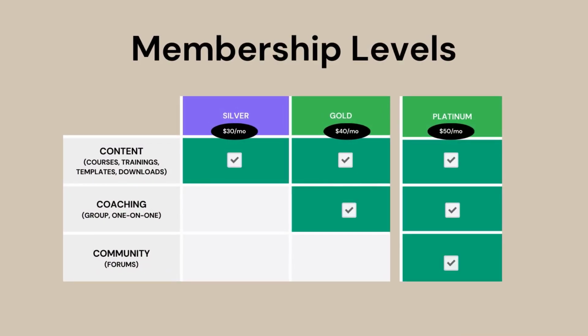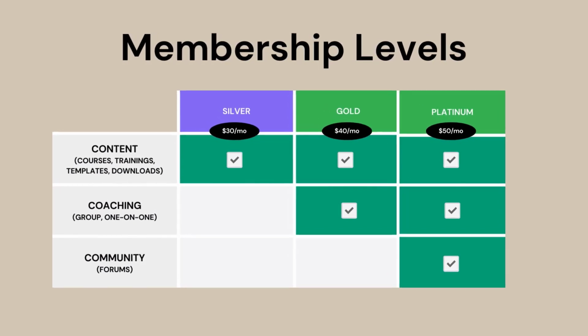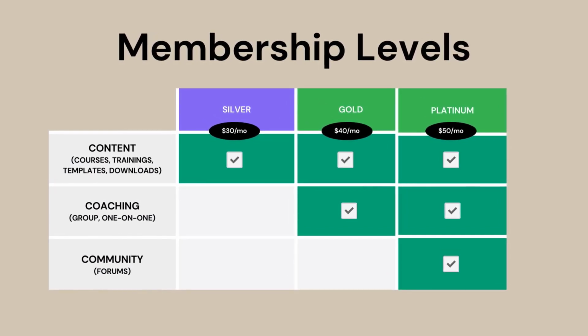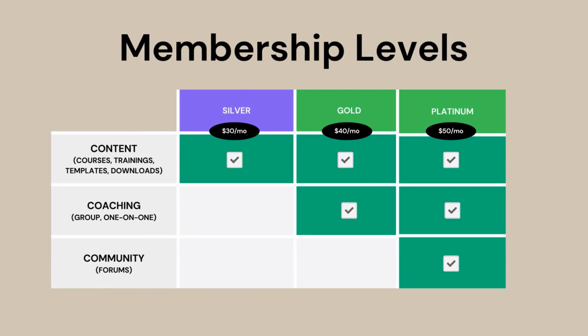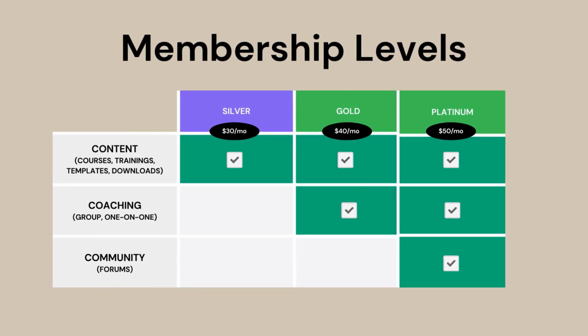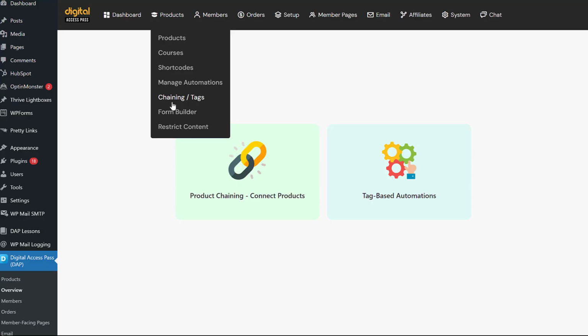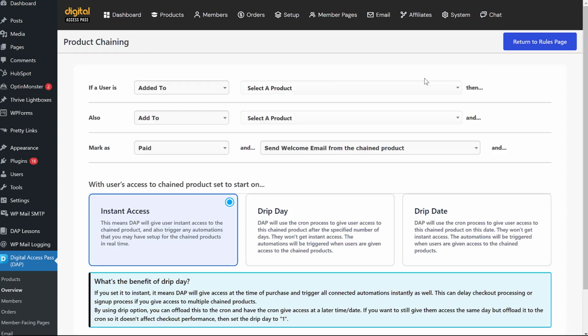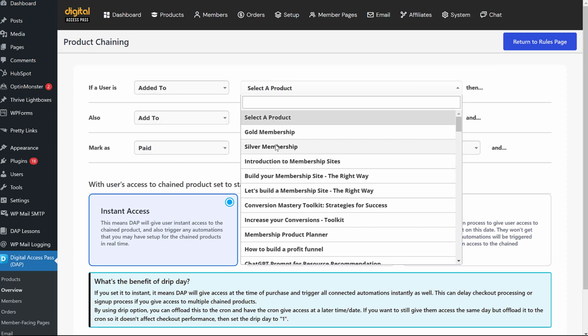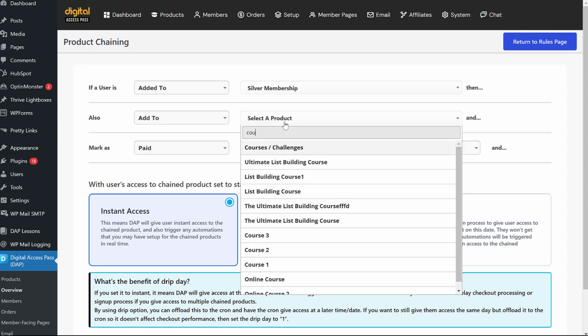Now, there's one question people often ask us about online courses, which is, I want to create an online course and sell it for a one-time fee, but I also want to offer it as part of my membership. Yes, of course, you can do this using the app. We have a feature we call product chaining, and you can use it to say, if someone purchases this membership level, give them access to all of these courses.